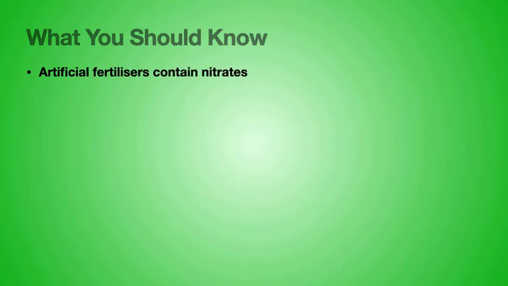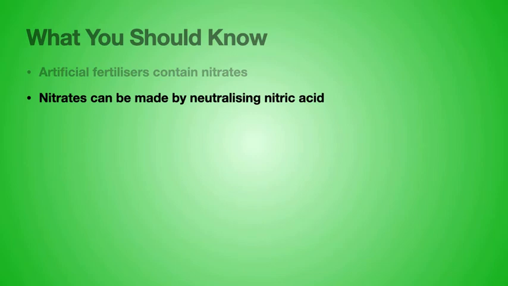So what have we seen already? You should know that artificial fertilizers generally contain chemicals called nitrates. Nitrates are very important for the growth of plants. Now we can make nitrates by neutralizing nitric acid. That's what nitrates are. They are salts made from nitric acid.